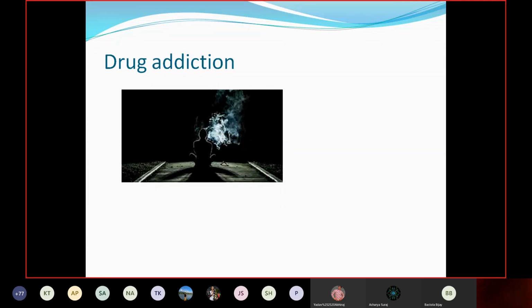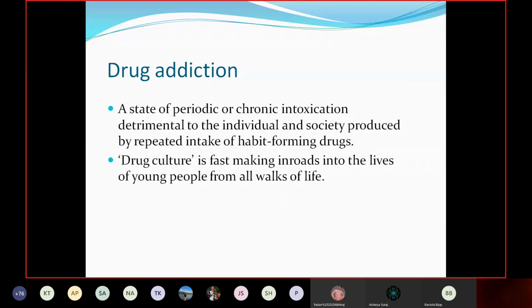Another, more important topic we're now discussing is drug addiction. Here we'll be discussing what drug addiction is, what the signs and symptoms are, and how to manage it principally. Drug addiction is defined, as you know already, as a state of periodic and chronic intoxication which is detrimental to the individual and society also, produced by a repeated intake of habit-forming drugs.